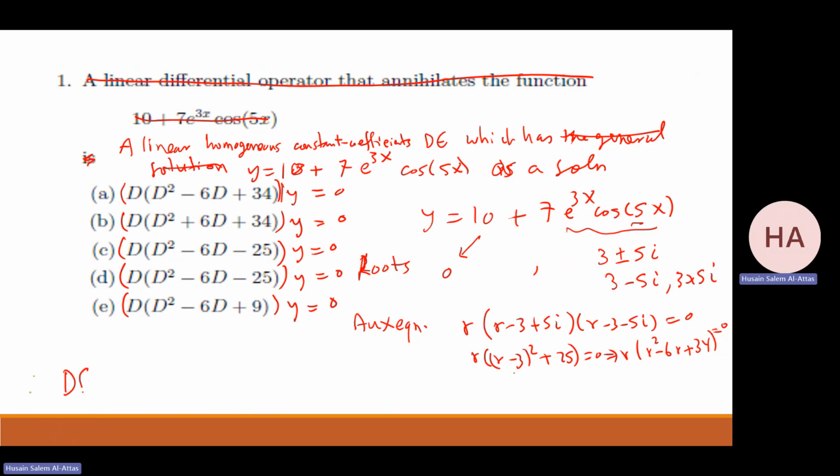So it will be my differential equation in operator form, D squared minus 6D plus 34 operated on y equals 0, which is this one.